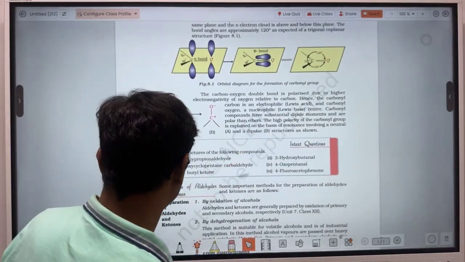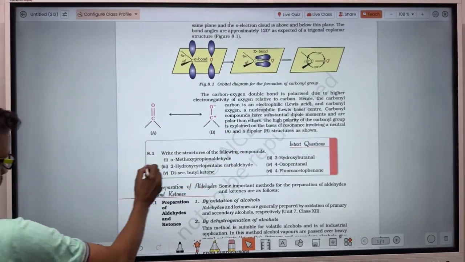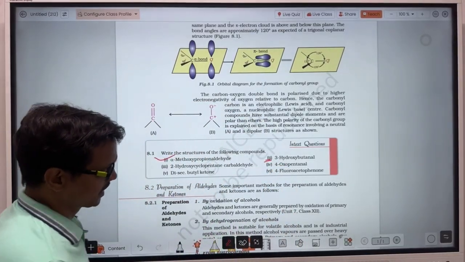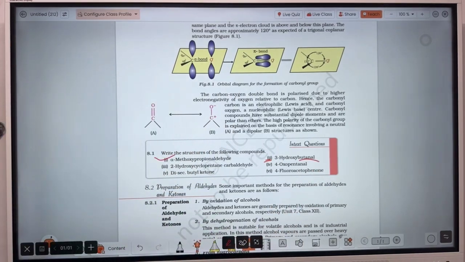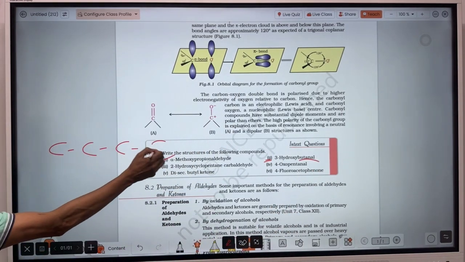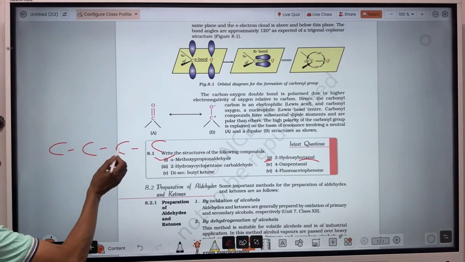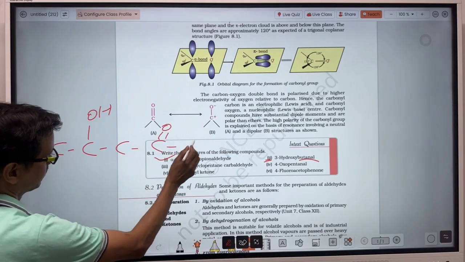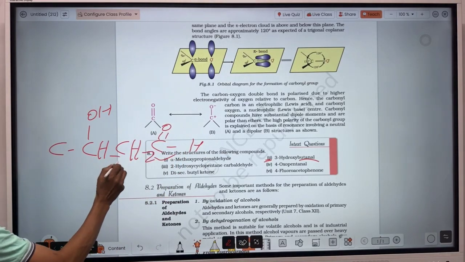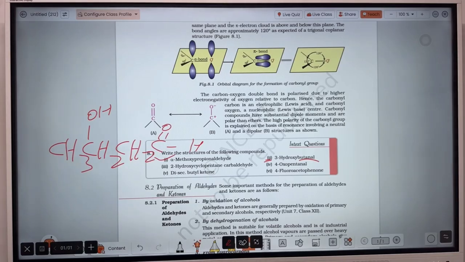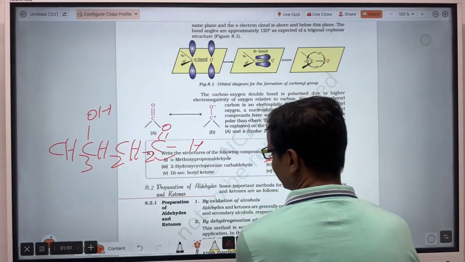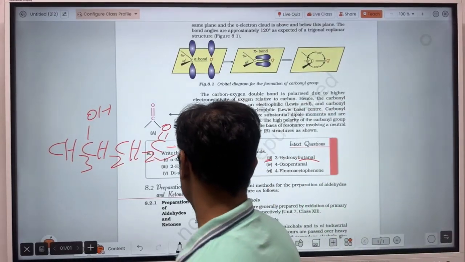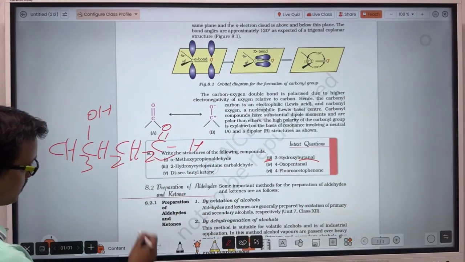Now let's see these compounds. This one is very simple. Firstly you have to draw butanol, that means 4 carbons, 1 2 3 4. Third position OH, because it is hydroxy at the third position, and butanol, so here a double bond and here H. Remaining hydrogens you balance by considering the tetravalency of carbon.